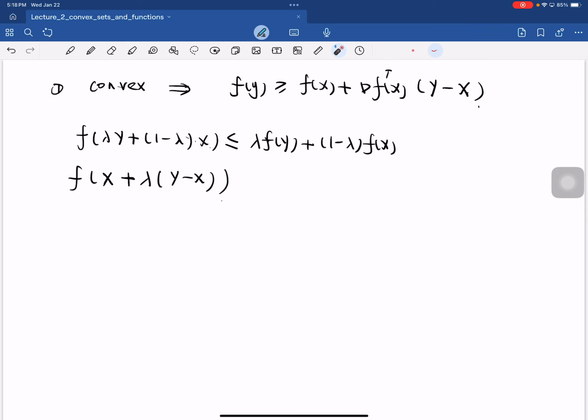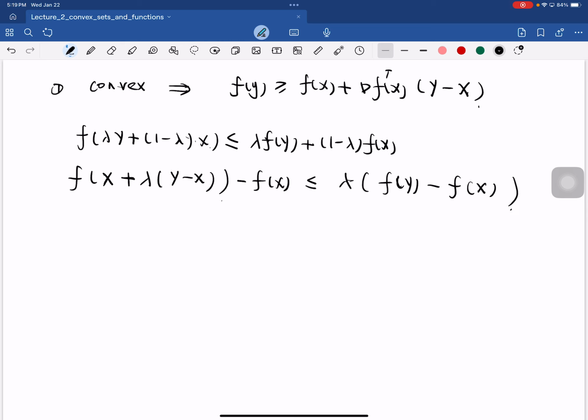So you can think about this as starting from x, taking the direction y minus x, and perturbing it by lambda. If you divide this by lambda, use this minus f(x) and divide by lambda, it gives you the directional derivative in the direction y minus x. So let's move f(x) to this side, minus f of x, you could check the algebra here. Then the right-hand side remains lambda times f(y) minus f of x.